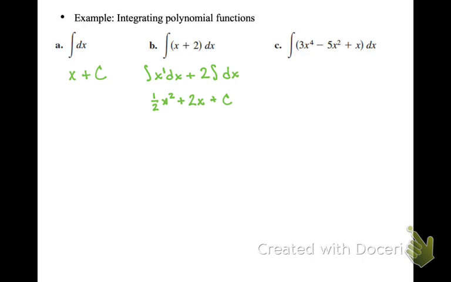So the next one's probably the last time I'll ever write them out like this. So we got what? 3, the integral of x to the 4th dx, minus 5, the integral of x squared dx, plus the integral of x dx.